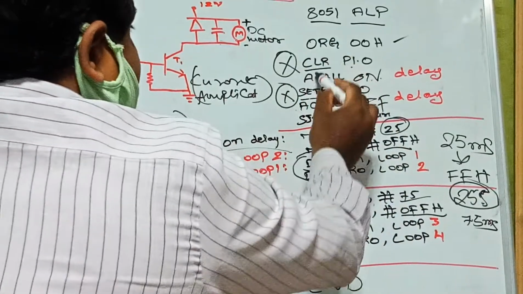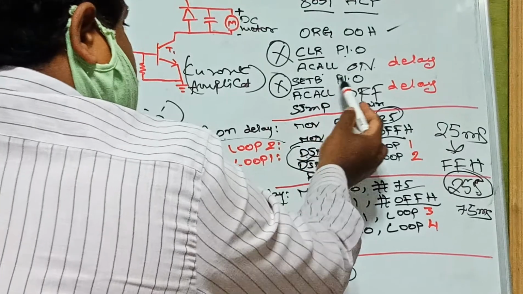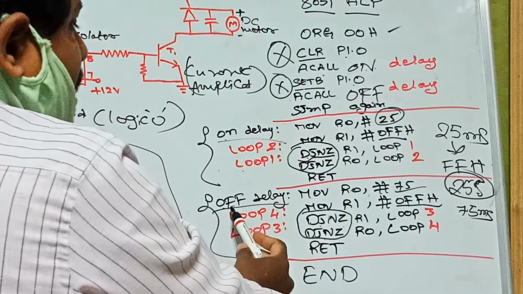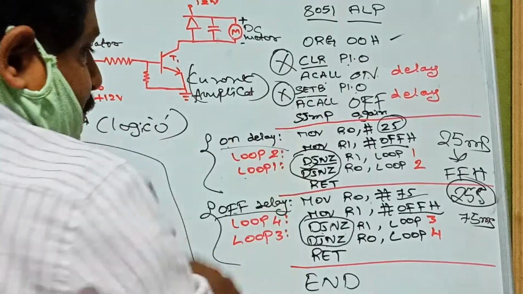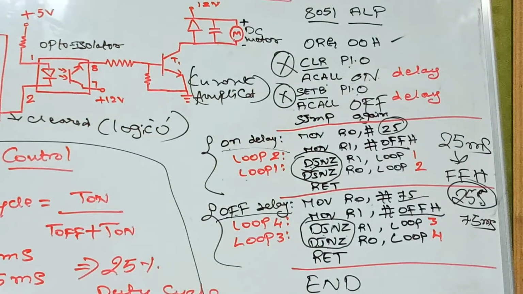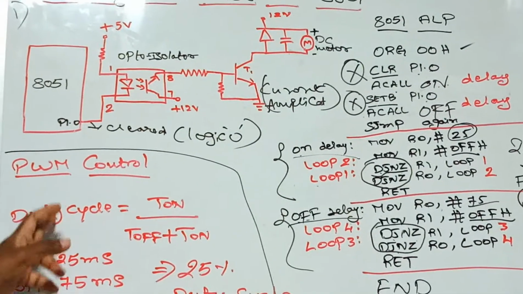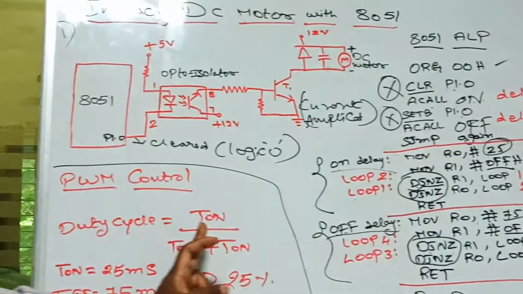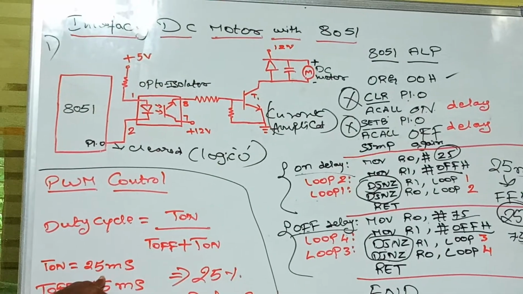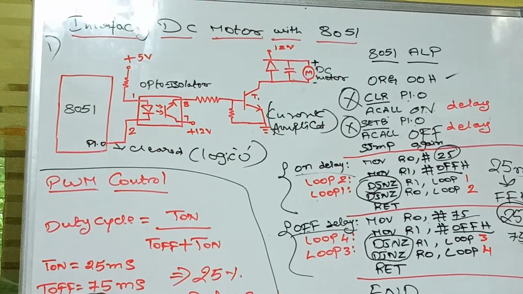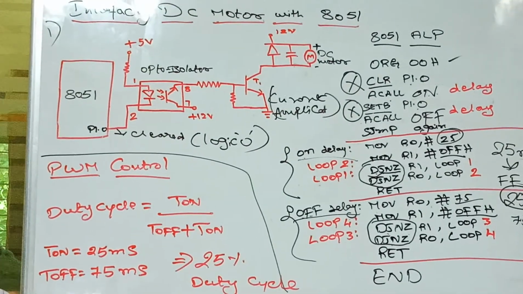Once it is CLR P1.0, then it will switch to the on delay. Once it is SETB P1.0, then it will switch to the off delay. So these are the two subroutine programs and this is the main program. Understood? So this is the program for interfacing of the DC motor with the 8051 microcontroller. And this is the duty cycle. The duty cycle formula, as everybody knows, is T on divided by T on plus T off. Here the T on time I gave is 25 milliseconds and the T off time is 75 milliseconds. If you calculate everything, the duty cycle I am getting is 25%.